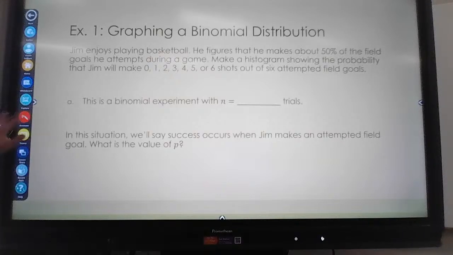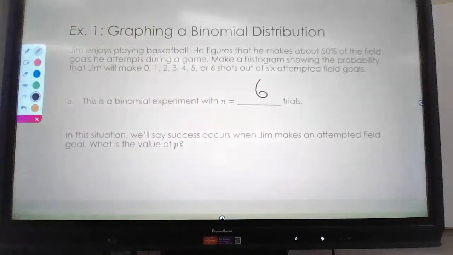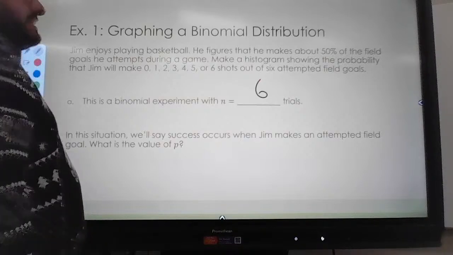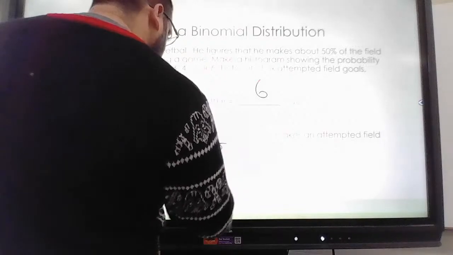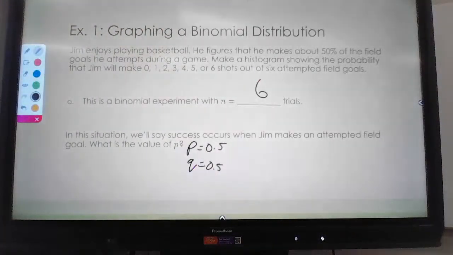All right, so again, this is a binomial experiment. You have a fixed number of trials, in this case 6. Each trial is done under the same conditions and is independent of the others. And of course, there are only two potential outcomes of each trial: either he makes the shot or he misses the shot. The problem says he makes about 50% of his field goals. So p is 0.5, which means that q is also 0.5. Just subtract p from 1 and you get your q.